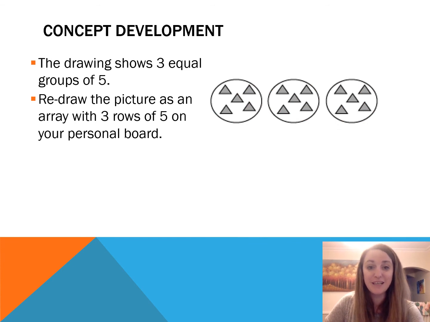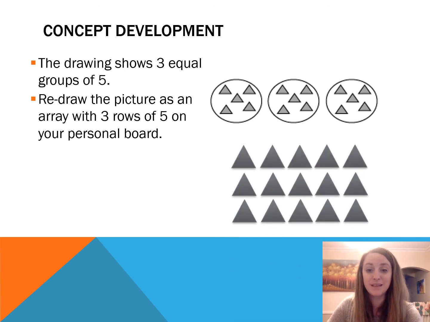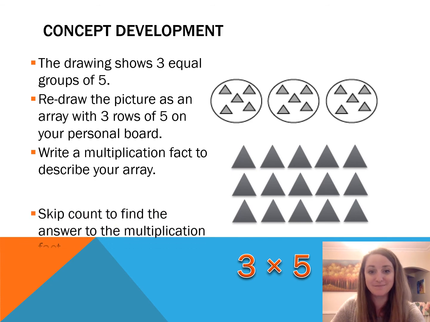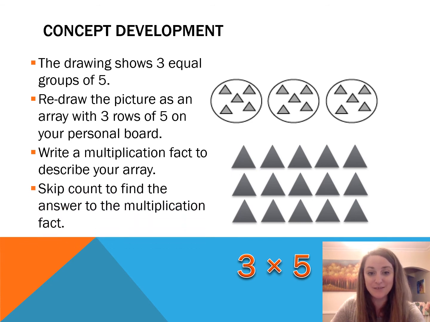Last one. The drawing shows 3 equal groups of 5. Let's redraw this picture as an array with 3 rows of 5 on your personal board. Write a multiplication fact to describe your array. 3 times 5 equals 15. Let's skip count to double check that product.